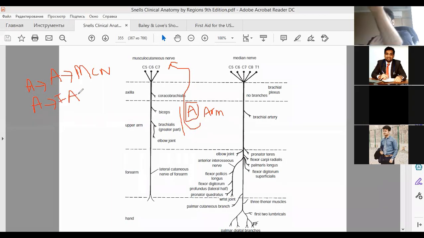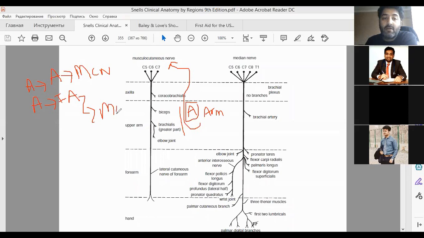Okay, forearm. This is the forearm. This will be the anterior compartment. This will be the posterior compartment. So this is our whole anterior compartment. This anterior compartment, this is the arm region. It is innervated by musculocutaneous nerve. This anterior compartment of the forearm region, it is innervated by which nerve?